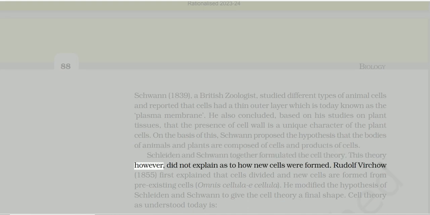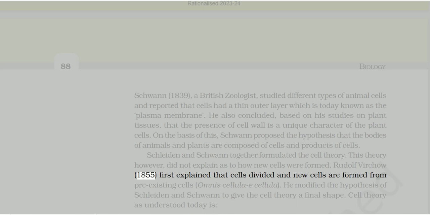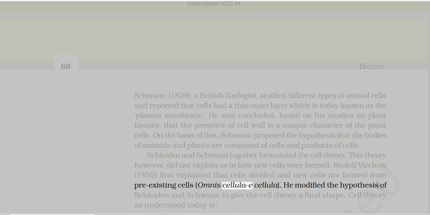This theory, however, did not explain as to how new cells were formed. Rudolf Virchow, in 1855, first explained that cells divided and new cells are formed from pre-existing cells, omnis cellula e cellula.